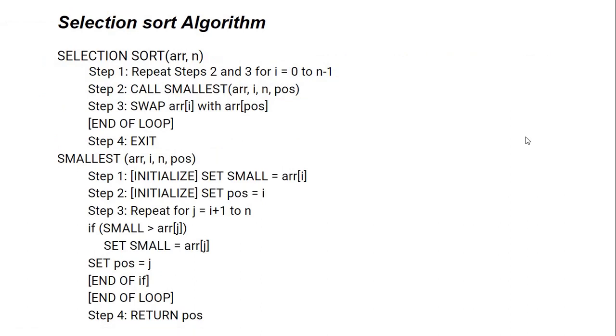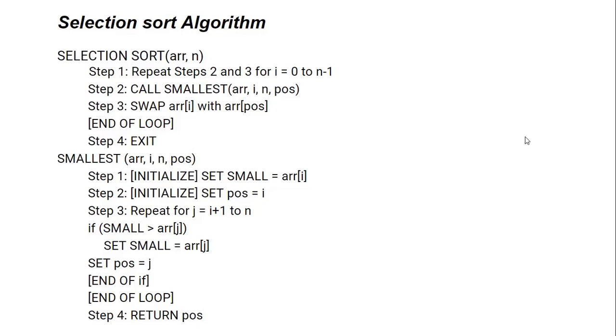Selection sort algorithm. Selection sort variables: array and n. Step 1: Repeat steps 2 and 3 for i equal to 0 to n minus 1. Step 2: Call the smallest element function with array, i and position. Step 3: Swap array[i] with array[position]. Step 4: Exit.